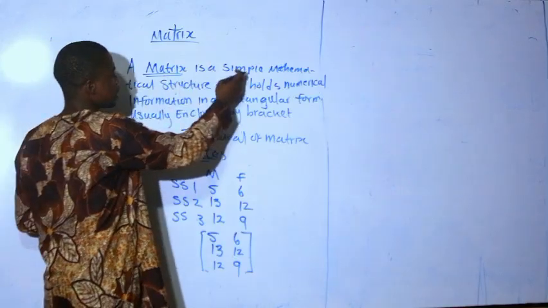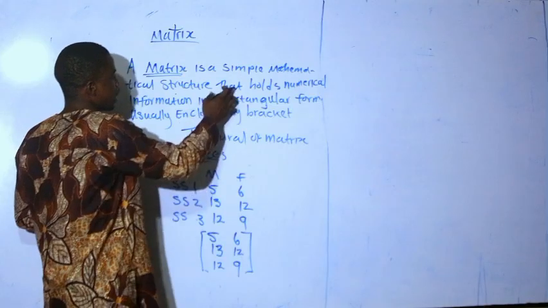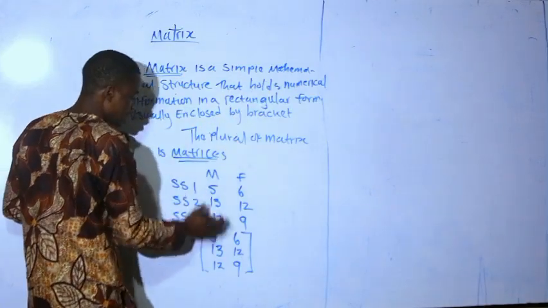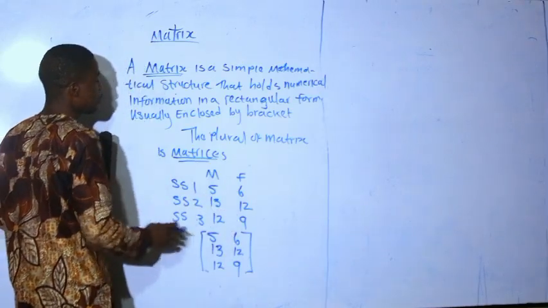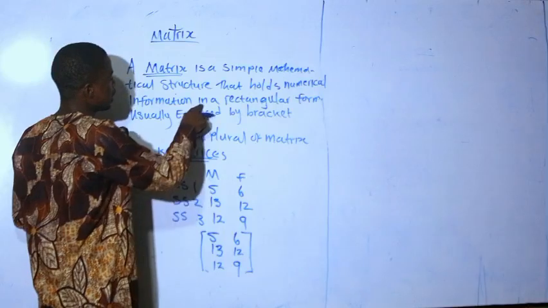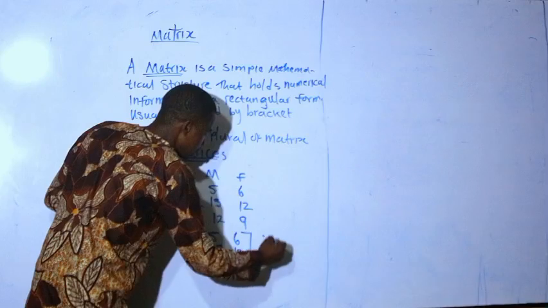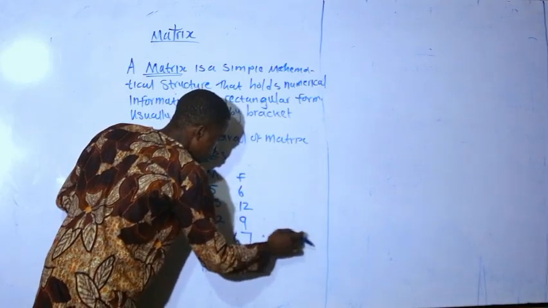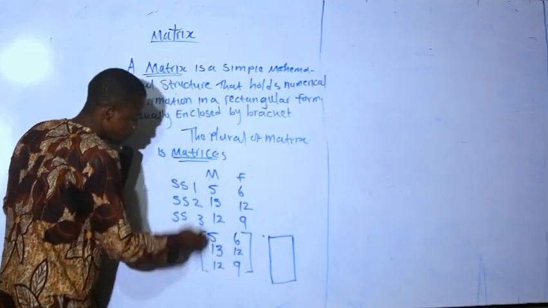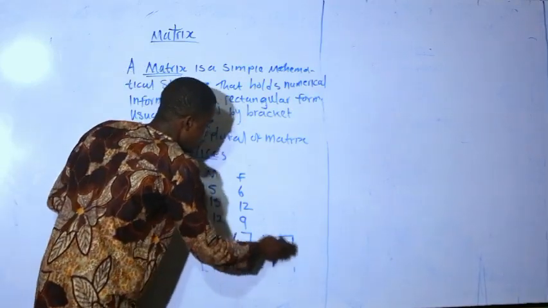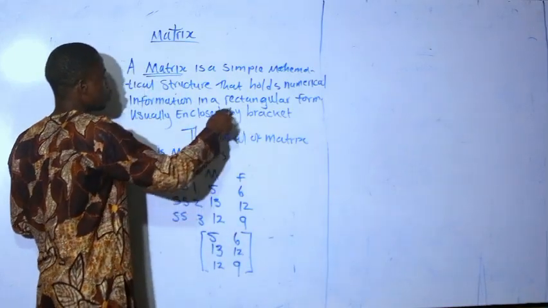A matrix is a simple mathematical structure that holds numerical information. This is numerical information, the information of SS1, SS2, SS3, in a rectangular form. Look at it. This one is like a rectangle like this. When you see it, go down and go down. That's what we call rectangular form, usually enclosed by bracket.